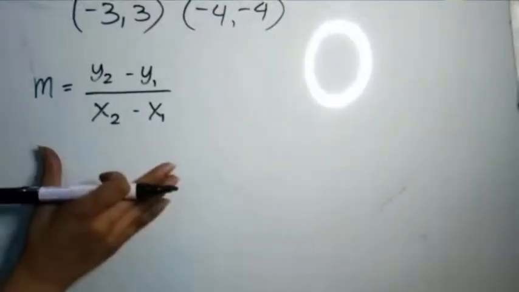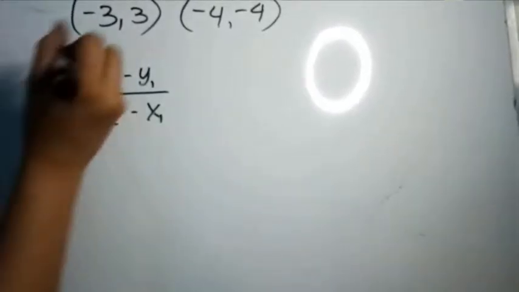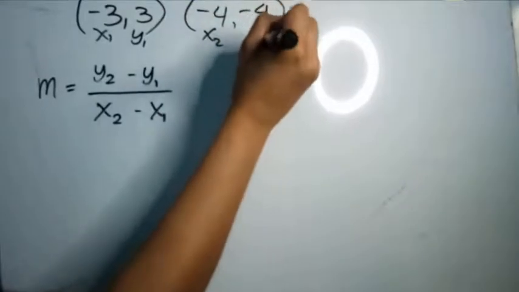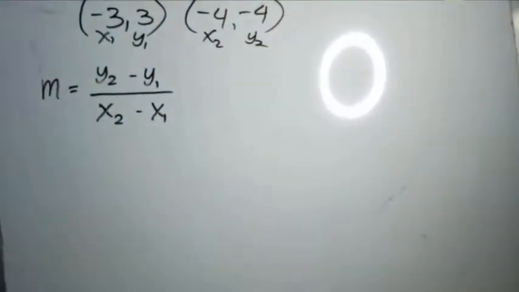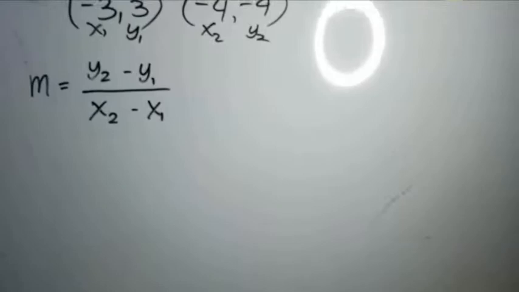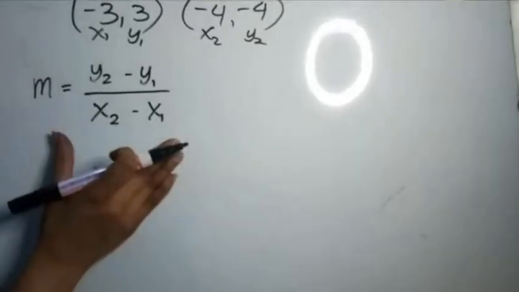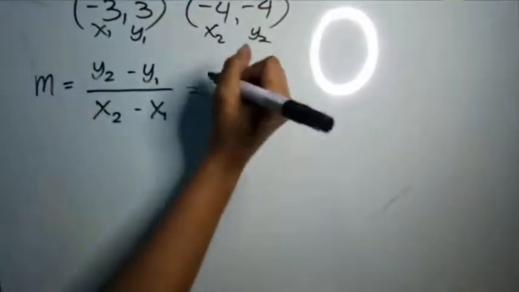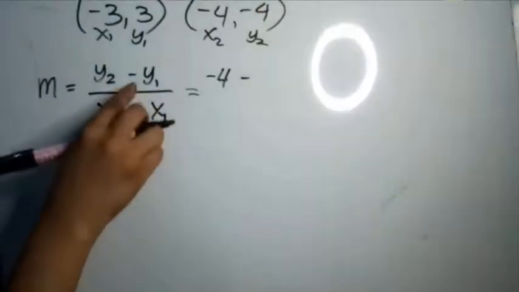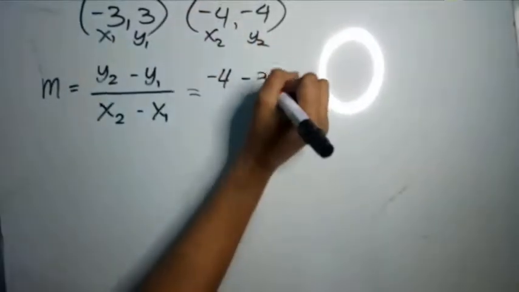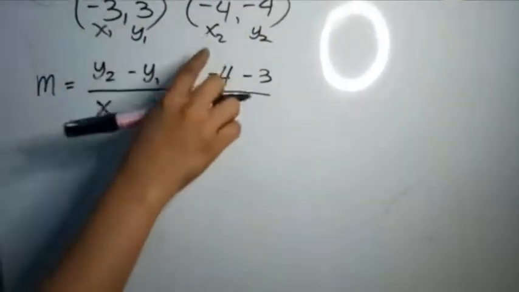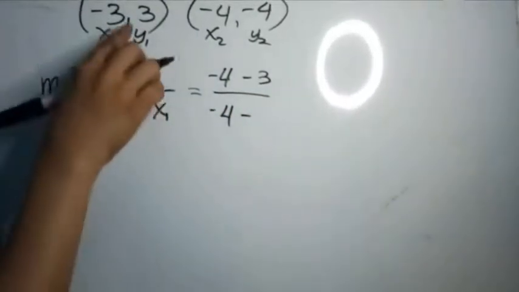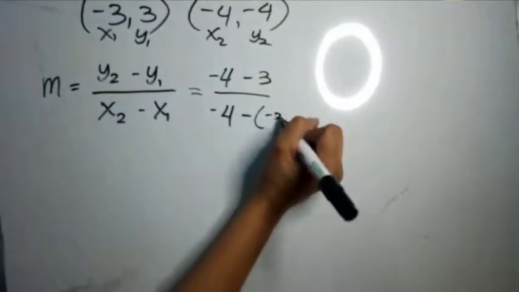By the same formula, let us rename the points. This will be x sub 1, y sub 1, x sub 2, y sub 2. Then, let us substitute them in the given formula of the slope. We have y sub 2, which is equal to negative 4, minus y sub 1, which is equal to 3, over x sub 2, which is equal to negative 4, minus x sub 1, which is equal to negative 3.